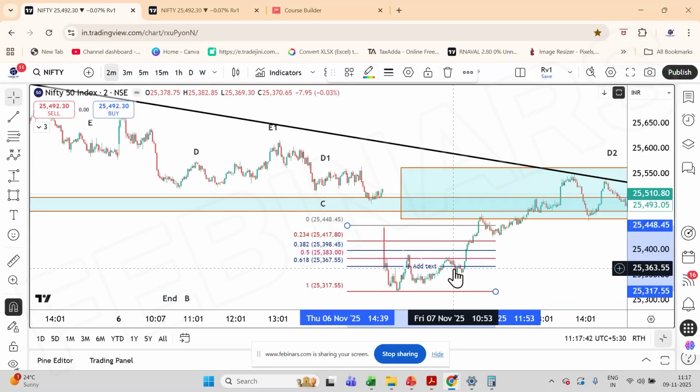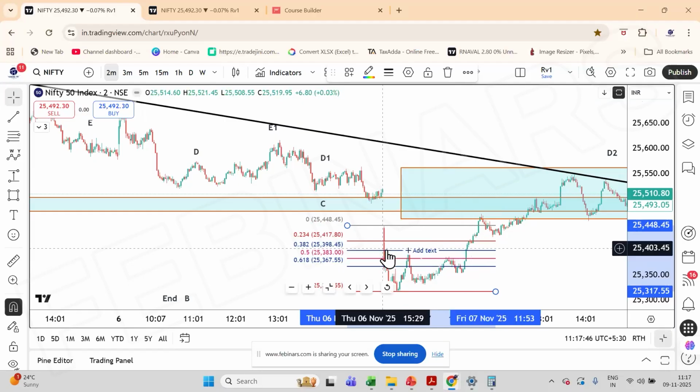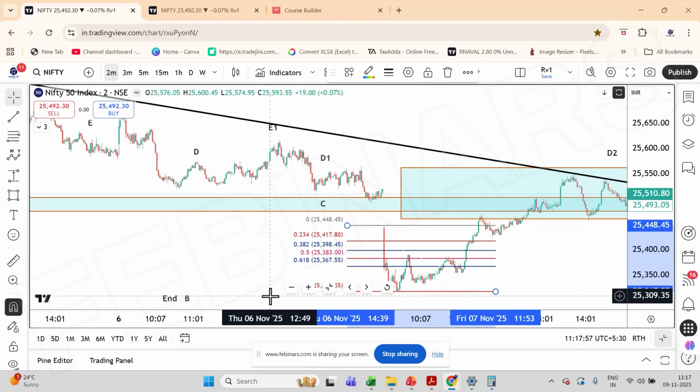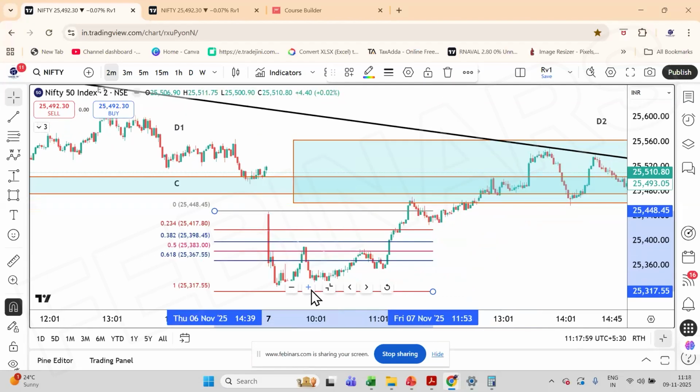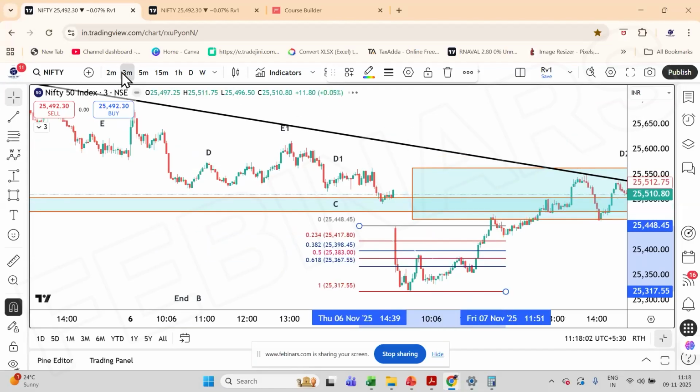So once the golden ratio is crossed, I would be watching the trend reversal. The 50% also is getting crossed in this time horizon. So we will get on the 3 minutes a beautiful entry of a 50% crossover and the price breakout above the demand zone.